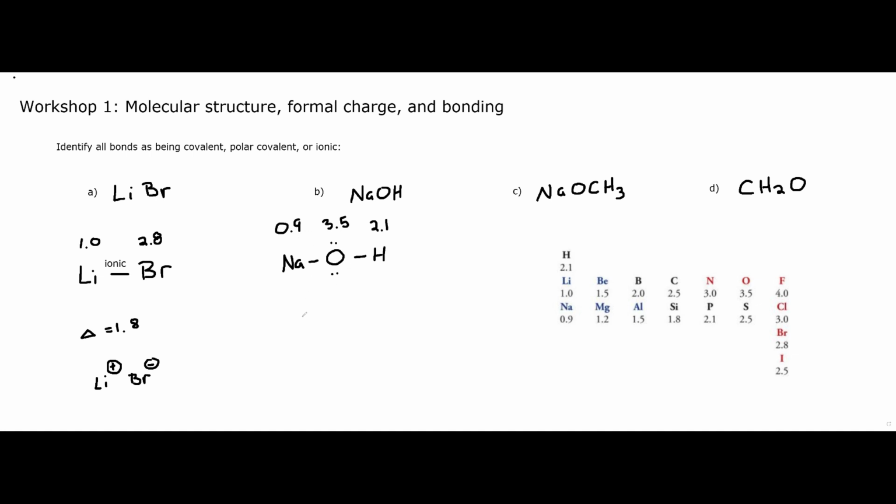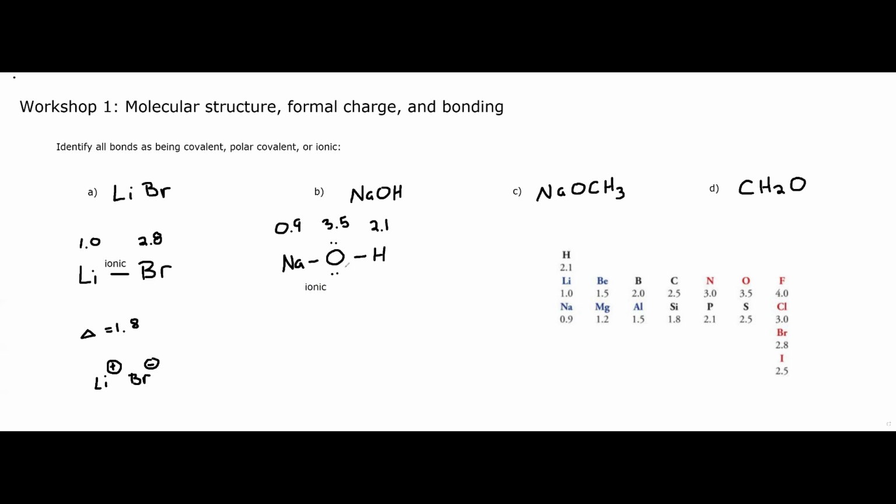So the difference here is 2.6, I believe. Let's see, 2.6. Okay, so if we have an electronegativity difference of 2.6 between sodium and oxygen, that means that this bond between them is ionic. That's an ionic bond.